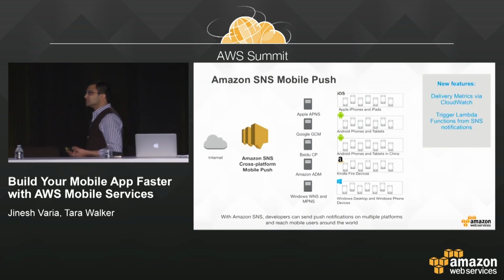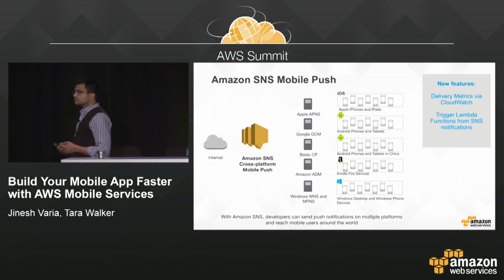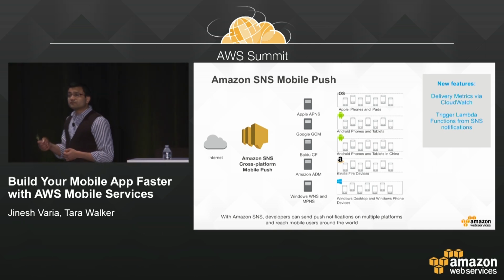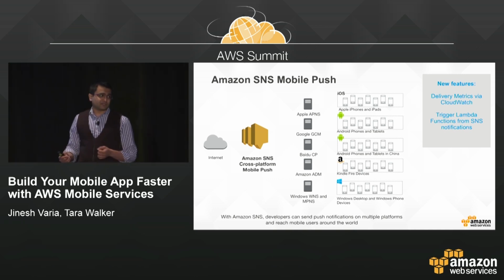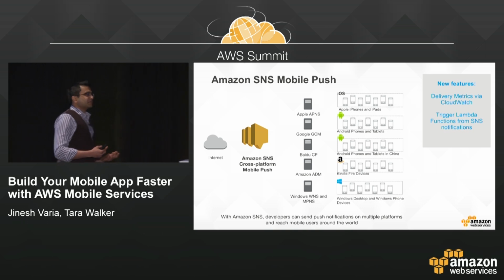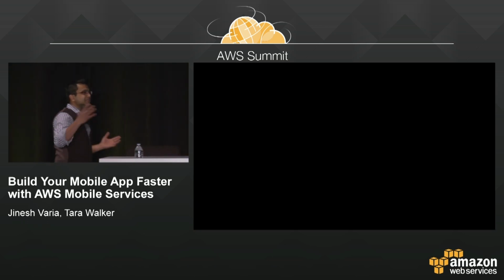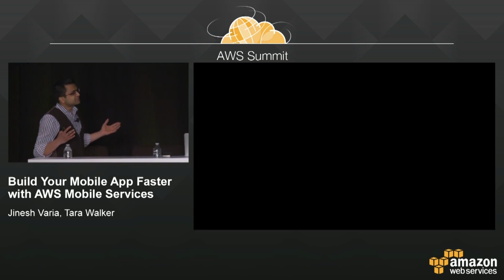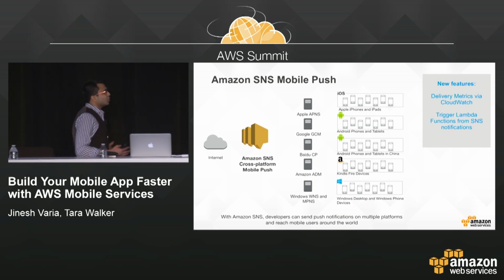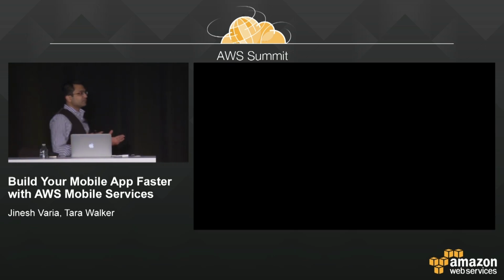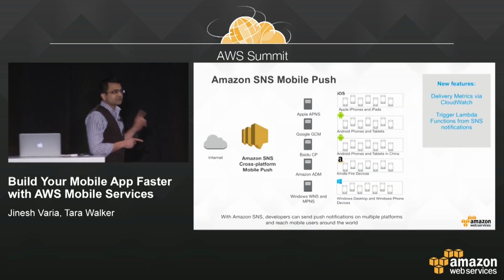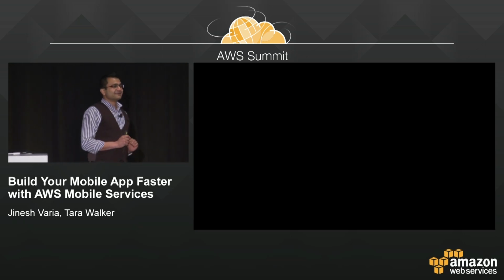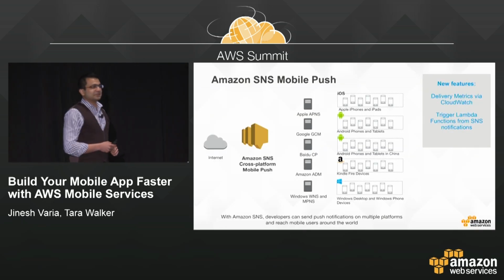Amazon SNS is a cross-platform push intermediary service. It gives you a single endpoint that you can work across, whether it's Apple APNS or Google GCM or even Baidu Cloud Push notifications.